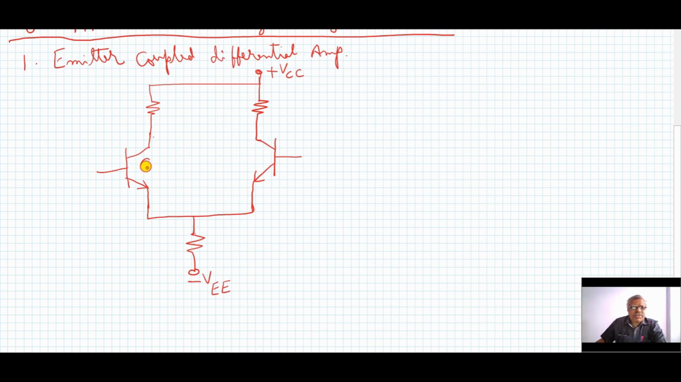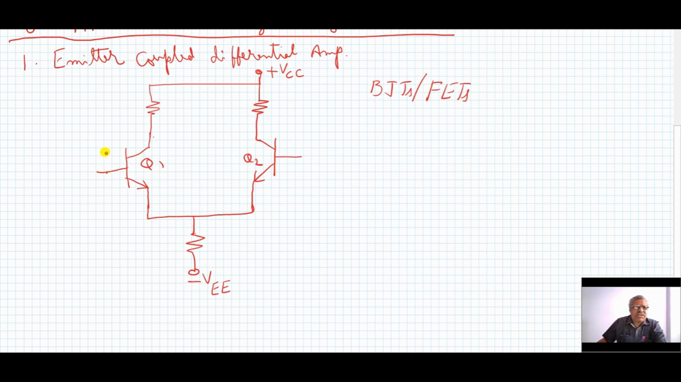There are two transistors, Q1 and Q2. We can use BJTs as well as FETs. So a differential amplifier can be made by using BJTs or FETs. So let us see the circuit of BJT.